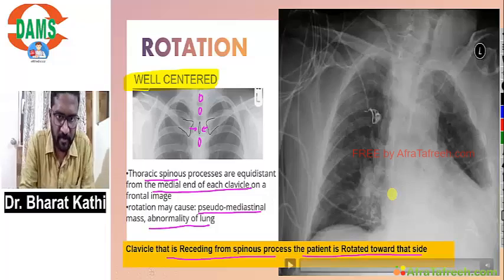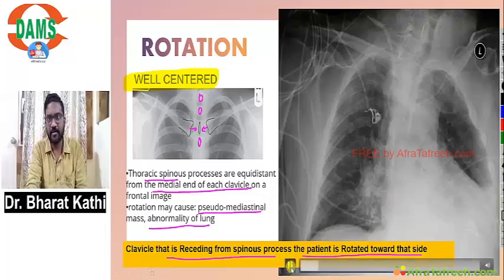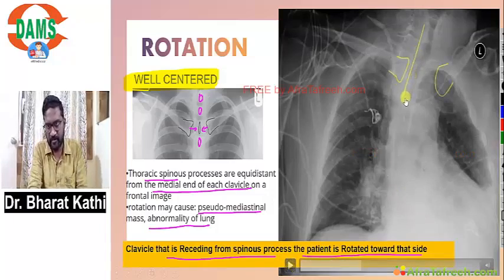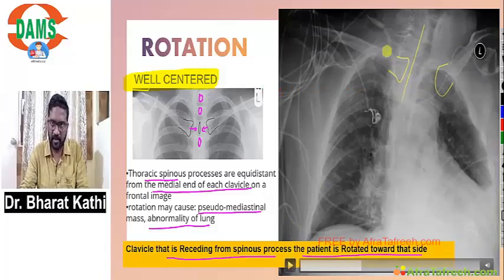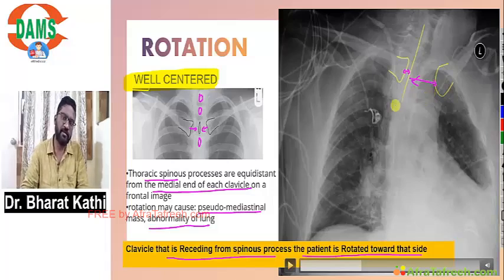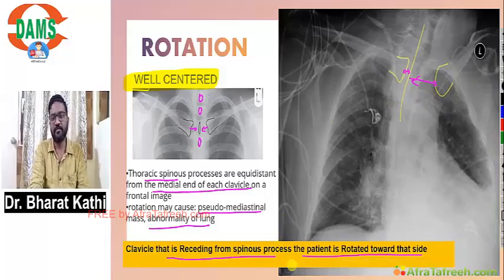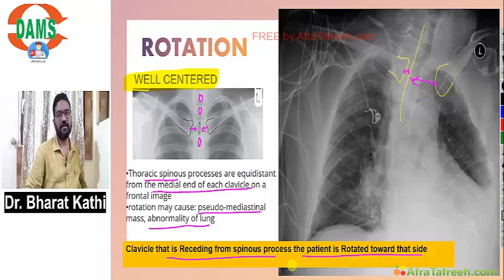I have made a simple video for this. Now see here. In this patient, this is the central spinous process. Here is the clavicle and here is the clavicle. This clavicle is near and this is far away. Receding means going away. So you tell me to which side the patient is rotated. Here you have to say the patient is rotated towards the left.